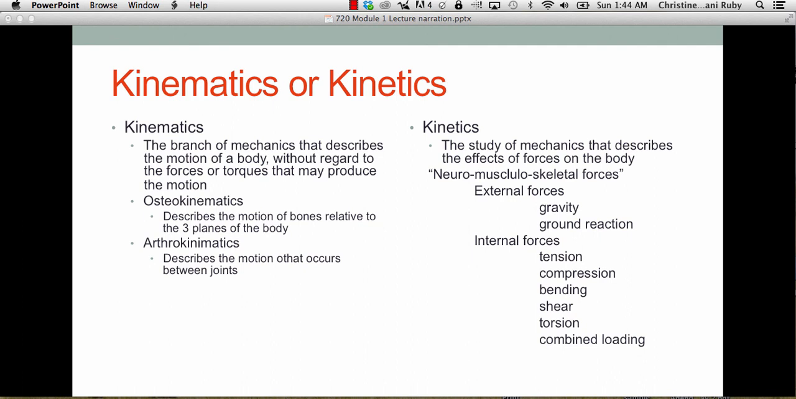Now, kinetics is the study of mechanics that describes the effects of forces on the body. So these are the musculoskeletal forces. These are external forces and internal forces. External forces are things like gravity and ground reaction, and then internal forces like tension, compression, bending, shear, torsion, and combined loading. So kinetics puts that other piece in as to what is actually happening to create the movements that you see in kinematics, or what is happening to make it harder to do those movements.